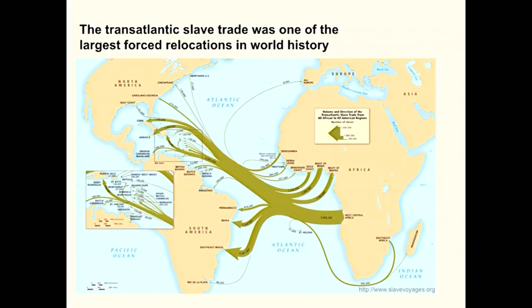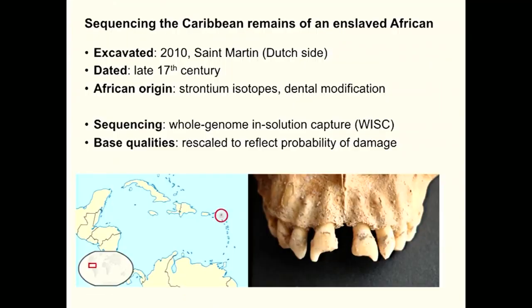If we want to understand the history of African descent populations, a lot of that history is written in the Caribbean. In fact, probably the best place to start, because you have very good slave ship records that have now been digitized, that can begin to give us an anchoring point. This is one such individual. This is a skull that was recovered in St. Martin in 2010. It was excavated as part of a redevelopment program. The skull dates to the 17th century.